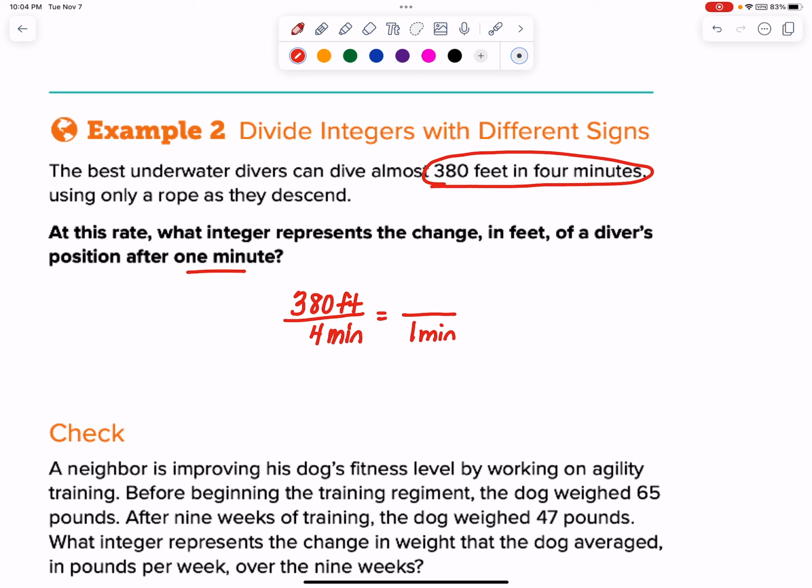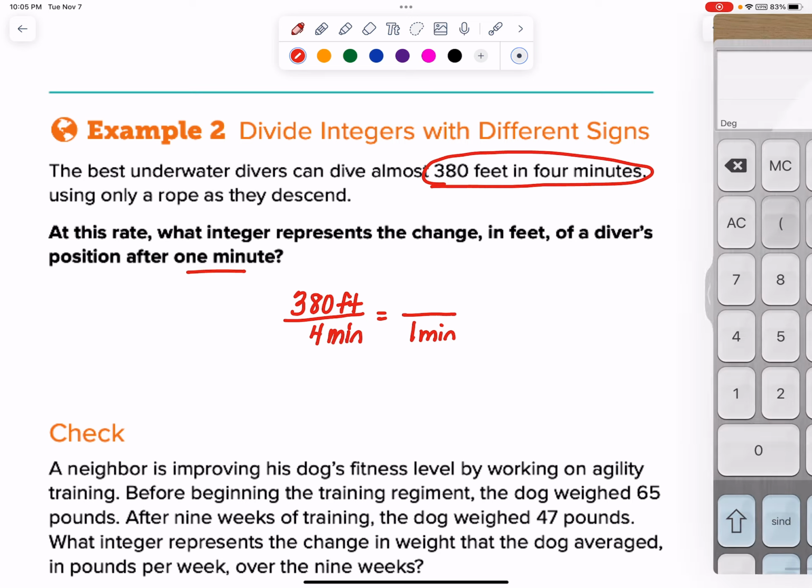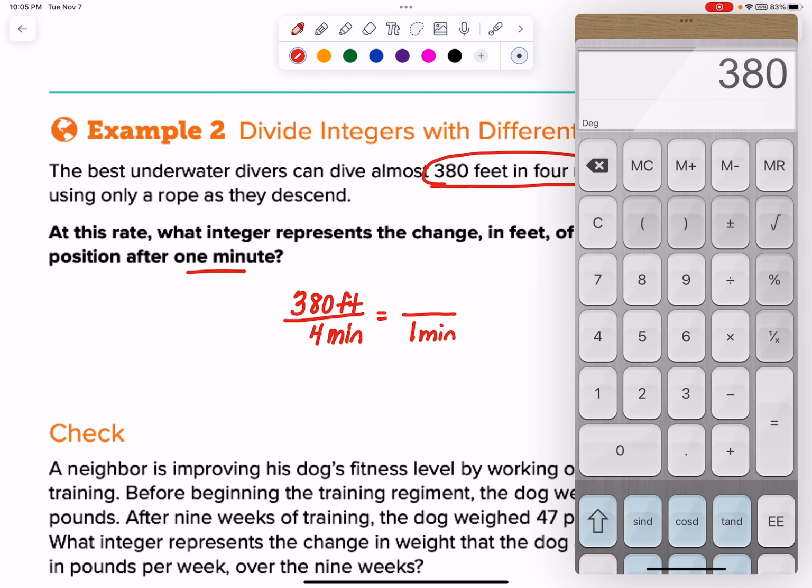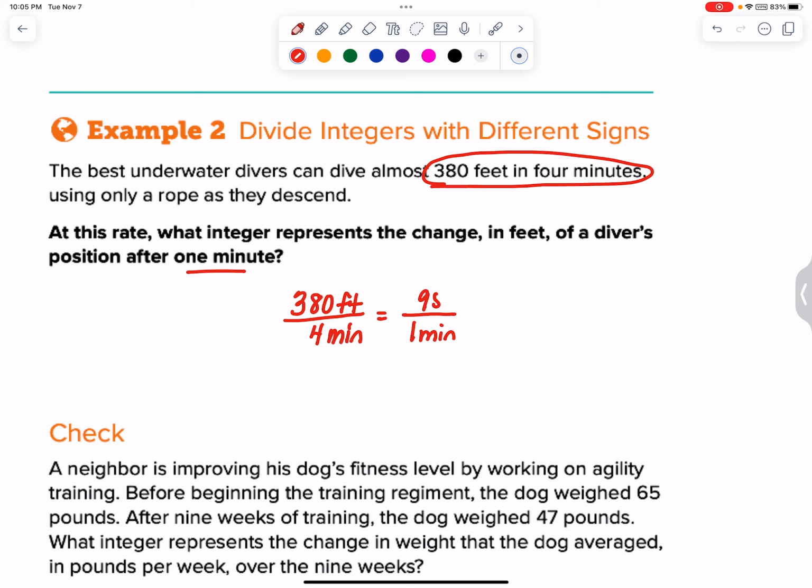they're diving 380 feet in 4 minutes. What is it per minute? So let's go ahead and do the division. 380 divided by 4. Okay, and so we're descending 95 feet in 1 minute.